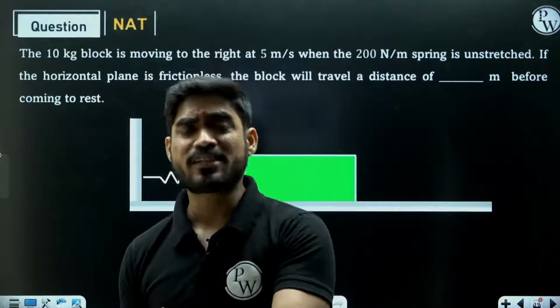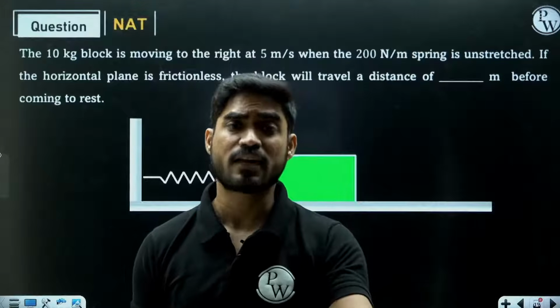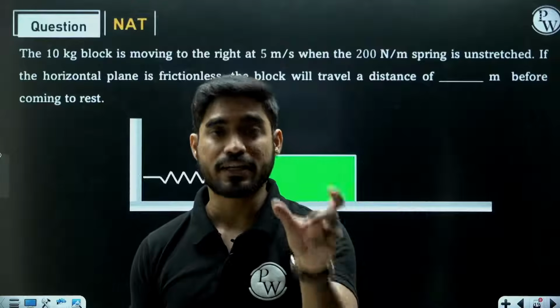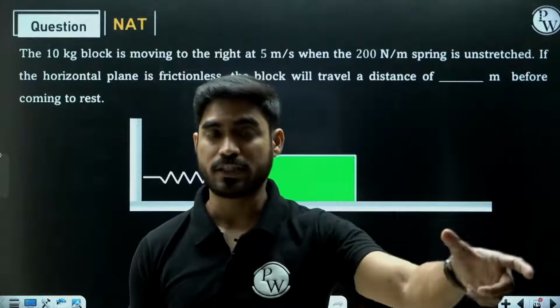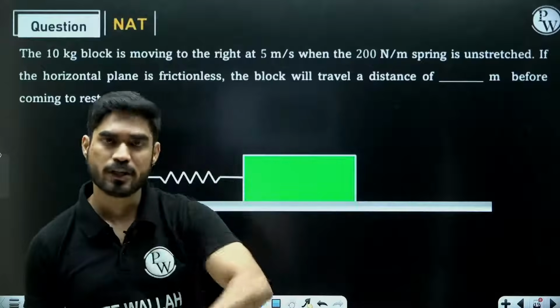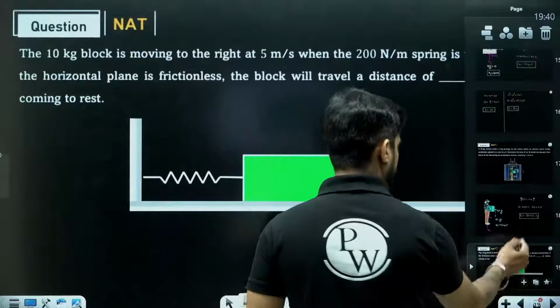Now, which energy will you take in conservation of energy? Both potential energy as well as kinetic energy. In work energy, the energy that you are considering is only kinetic energy, no potential energy. But conservation of energy means total energy, potential energy as well as kinetic energy. So here understand this.